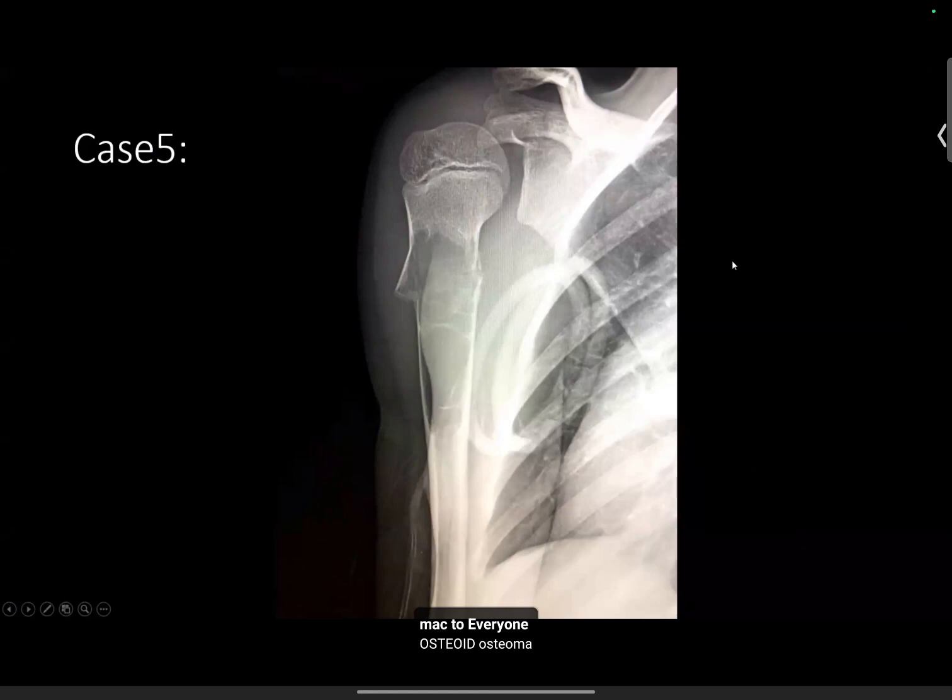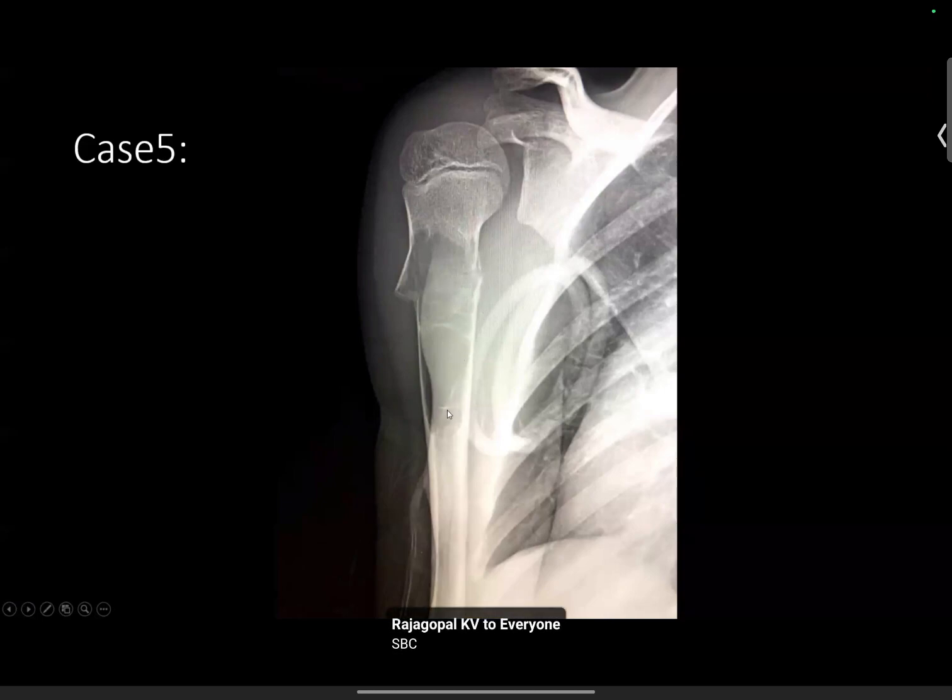This was a basketball player, had no antecedent pain, fell down a very mild fall. We have a lucent lesion with a well-defined rim. That's a benign feature. It's not very expansile. It's really just filling the medullary space. There is a pathologic fracture.